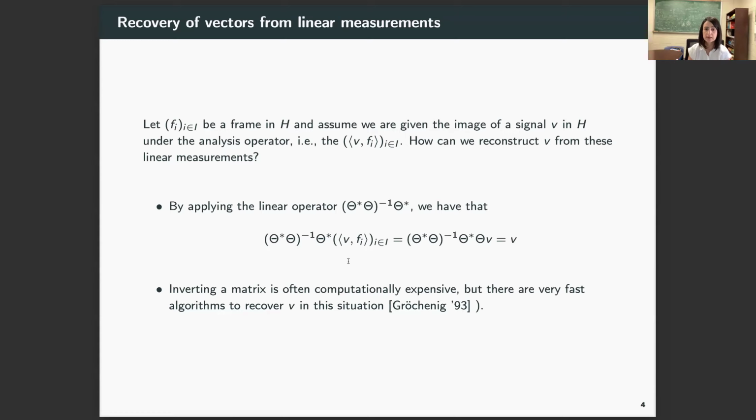But this involves inverting a matrix, and it's often computationally expensive. There are some fast algorithms that do the job, and we can get this recovery by just applying this linear operator.